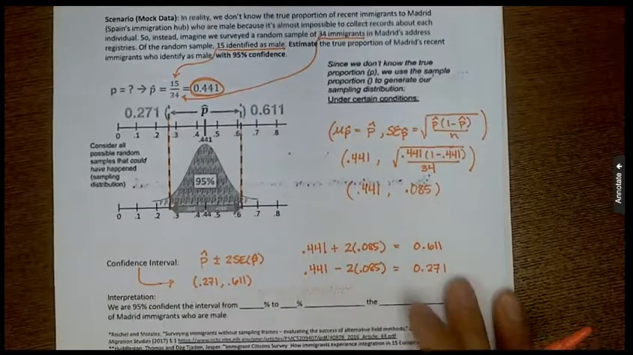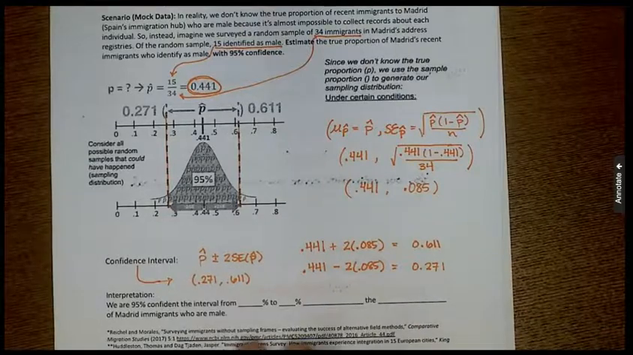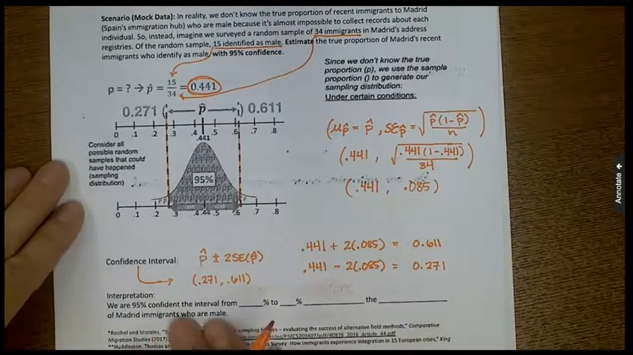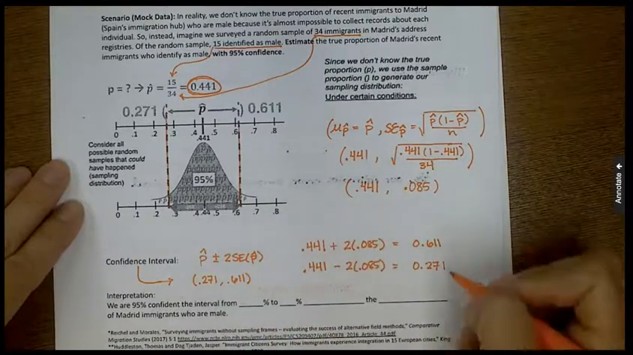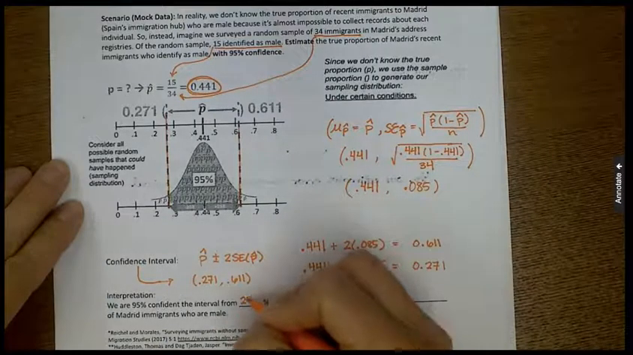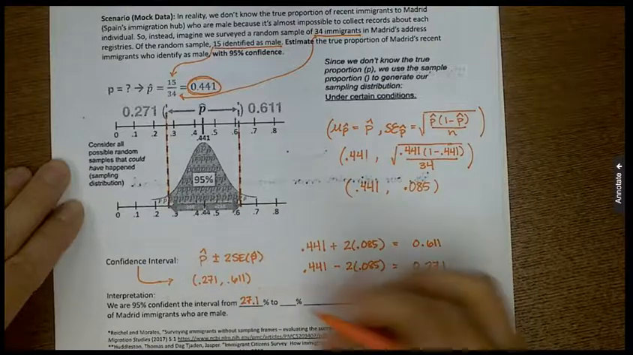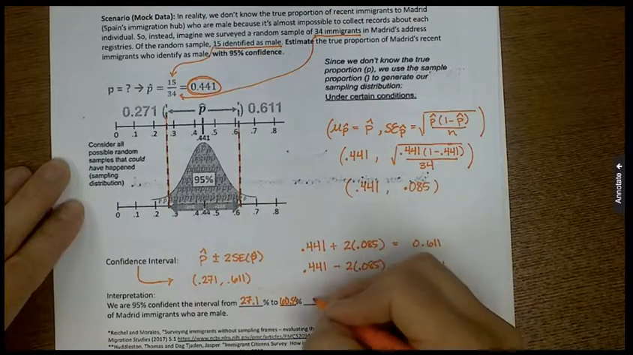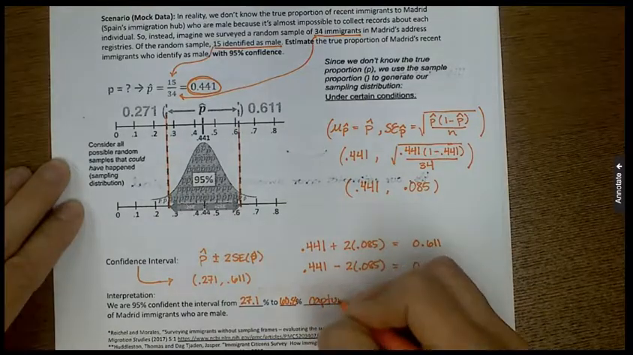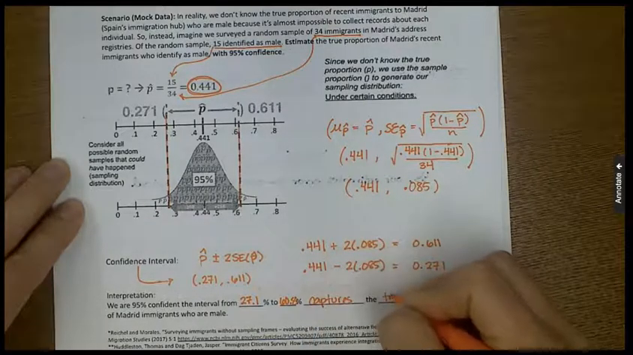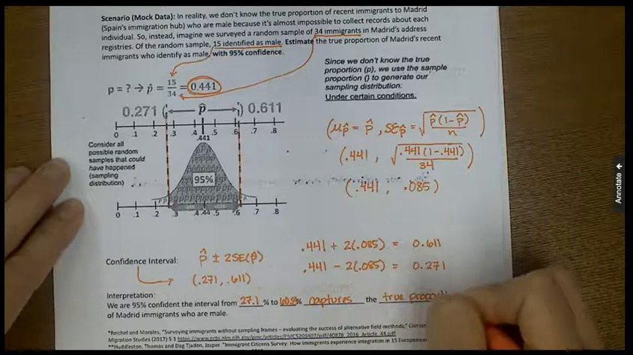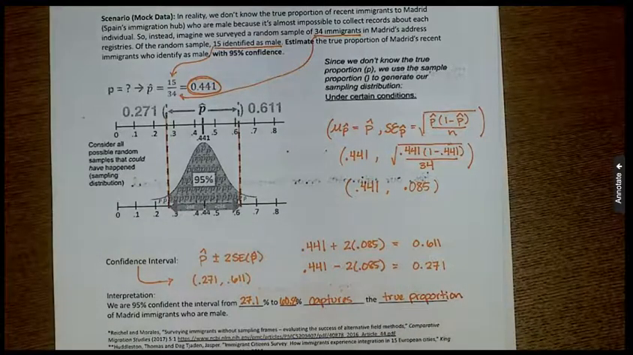Okay, now our interpretation, what we say is: we are 95% confident the interval from, I'll write these as a percent, 27.1% to 60.8% captures the true proportion of Madrid immigrants who are male.